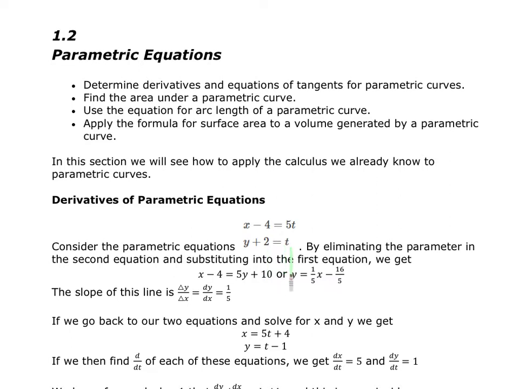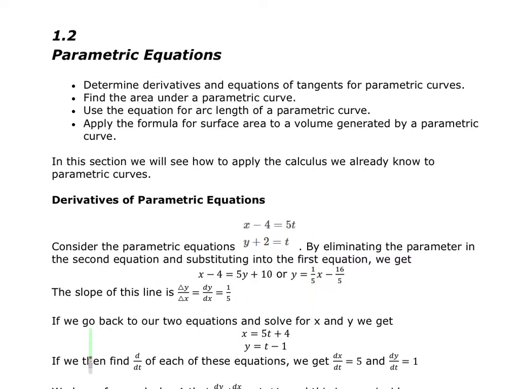So I go ahead and say, okay, well, if t equals y plus 2, then let's replace t here with y plus 2. And I end up with x minus 4 is equal to 5y minus 10. Solving for y, I get an equation of a line. These two parametric equations represent an equation of a line, which is y is equal to 1/5 x minus 16/5. Now we can see that if I were to take the derivative, dy dx, or the delta y over delta x, it's just going to be 1/5.